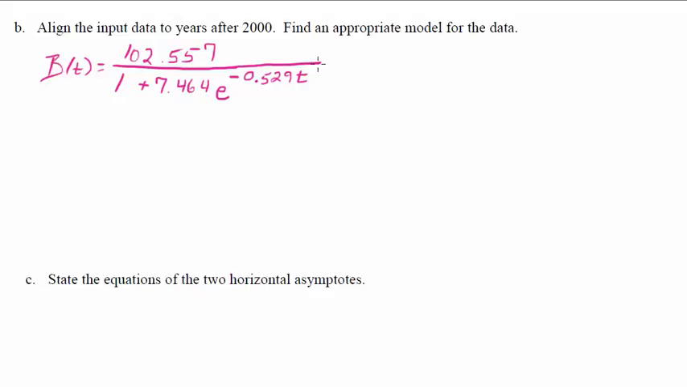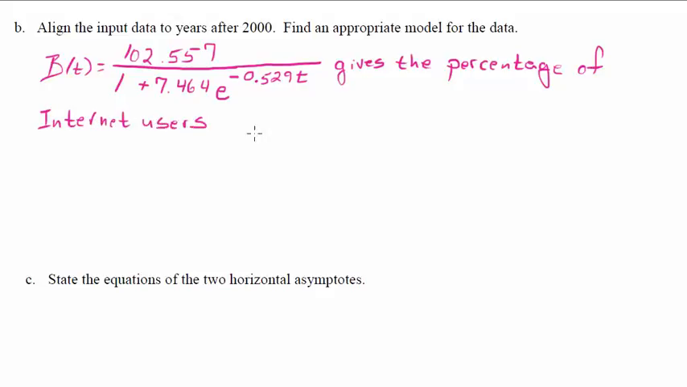Now I need an output description, an input description, and a domain. So this equation gives the percentage of internet users with broadband.